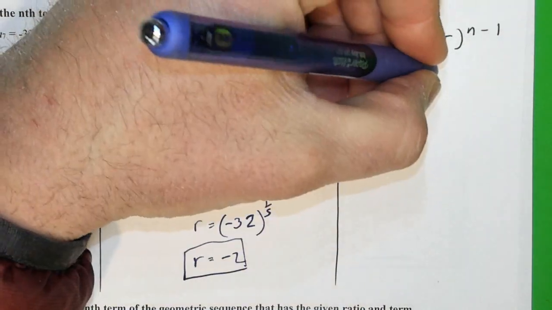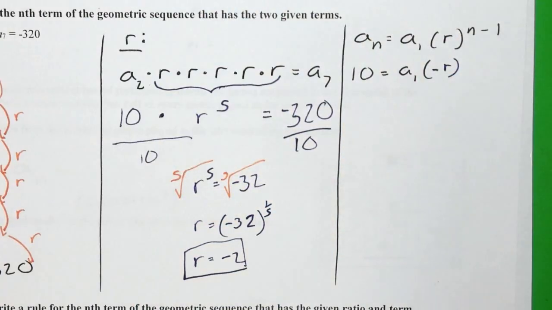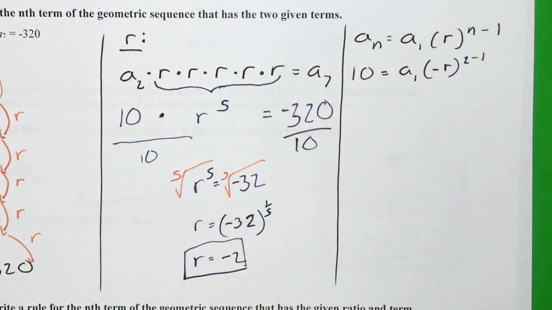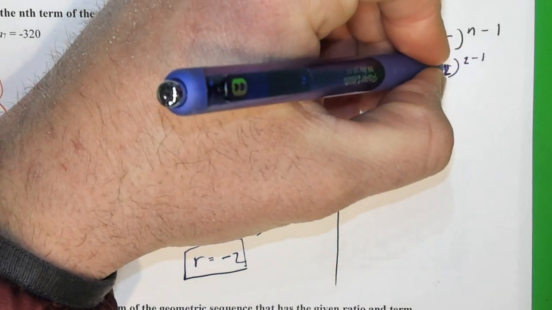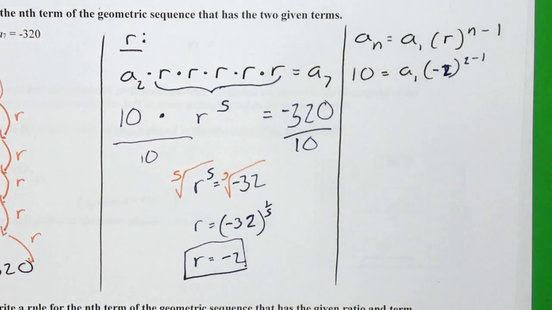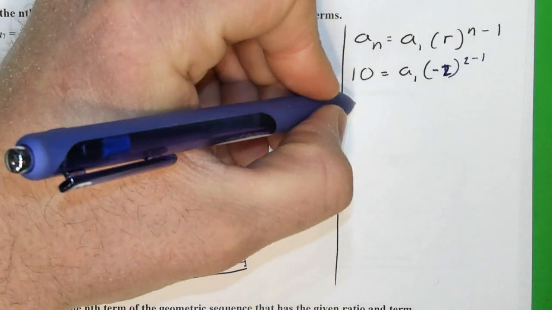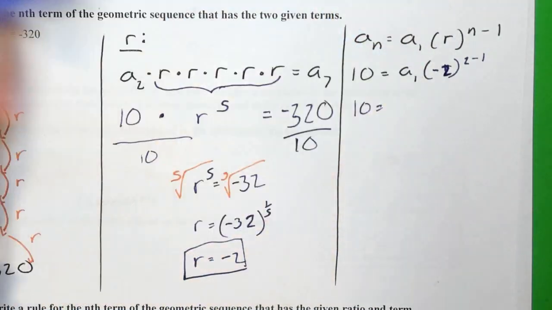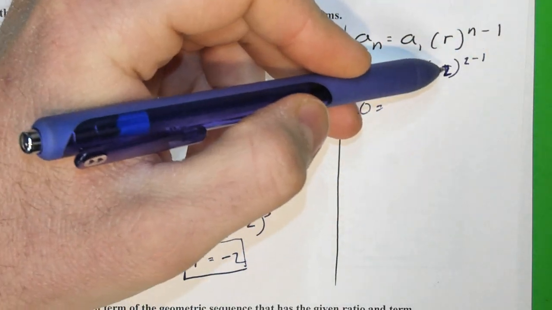I'm going to choose to use just the first term because it's smaller, not because it's better or you have to use it. It's just because it's smaller and I like it. And I'm going to use my new ratio value that we just found. Now that first term that we knew, which was 10, is also the second term. And so that is going to be a 2 minus 1 in my exponent right here. Now let's see if we can simplify a little bit, just like we did in the last problem. We take our ratio value, which is negative 2, and raise it to this power right here.